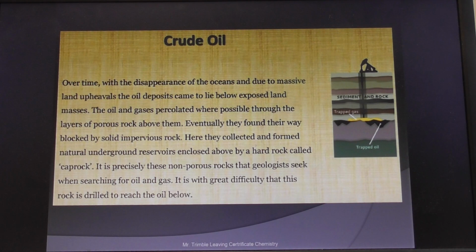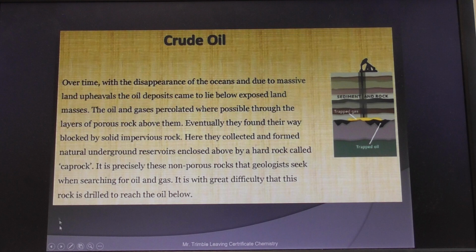Back in history, when it was struck, let's say, over land, it was seen as a negative thing because it was very difficult to deal with and you couldn't build near it. So this material that comes out of the ground, the crude oil itself, is actually pretty useless. And what we're going to look at today is how we make it useful.